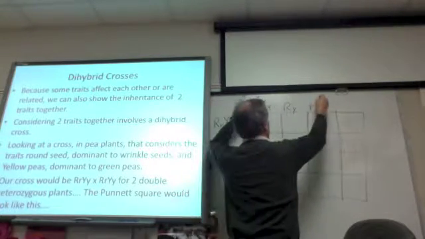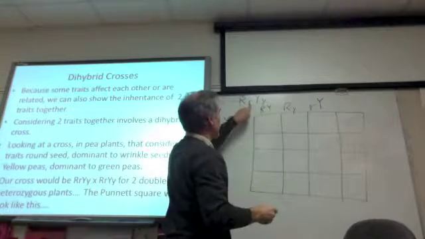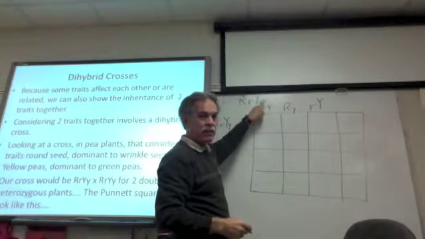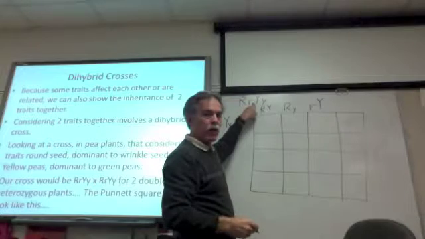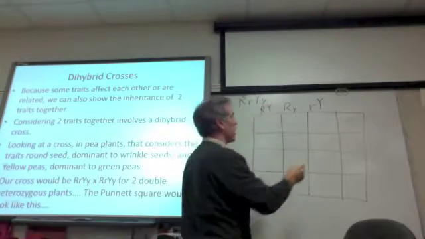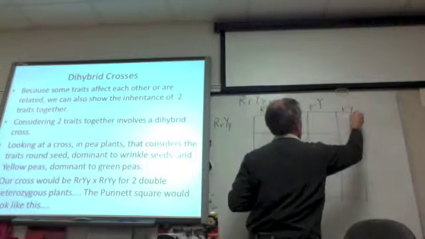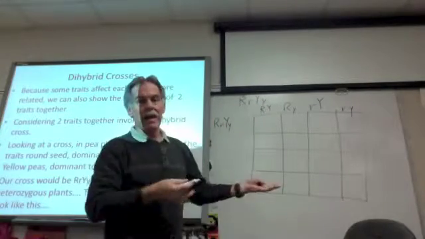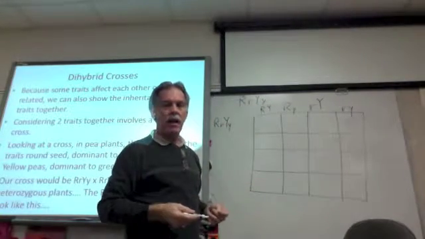Second with the first would be little r, big Y. And then second with the second, so in other words, second of the first pair and second of the second pair gives us little r, little y. Try it on the side. See if you can set that up.